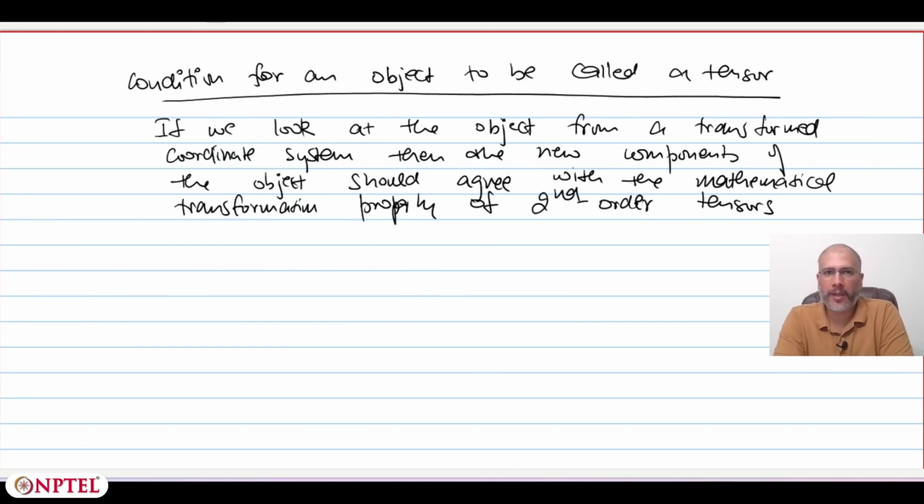So we have formally written down the condition for an object to be called a tensor. If you look at the object from a transformed coordinate system, then the new components of the object should agree with the mathematical transformation property of a second order tensor. Right? So what we notice visually when we look at the object from a different rotated coordinate system should agree, if we apply the mathematical transformation property to that object, with the physically measured components.